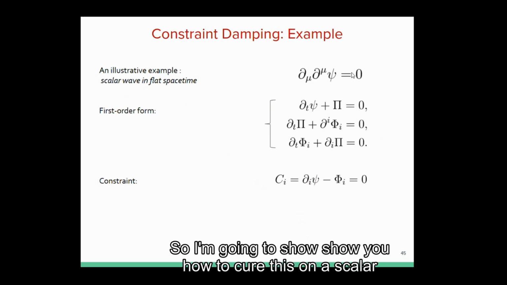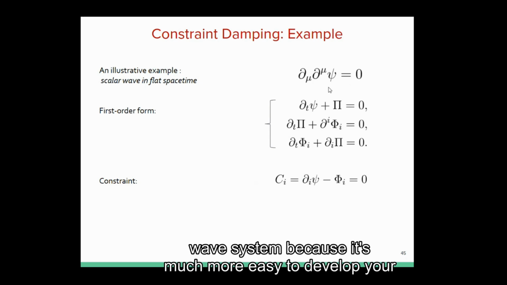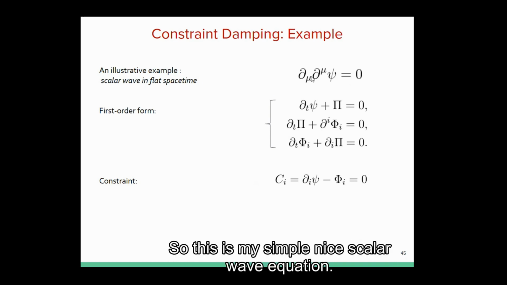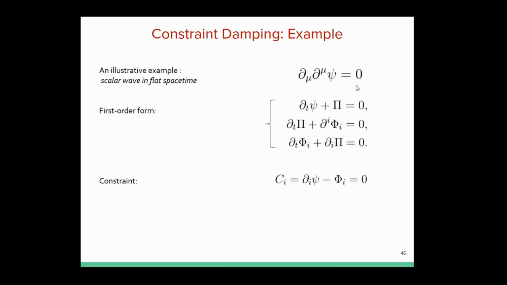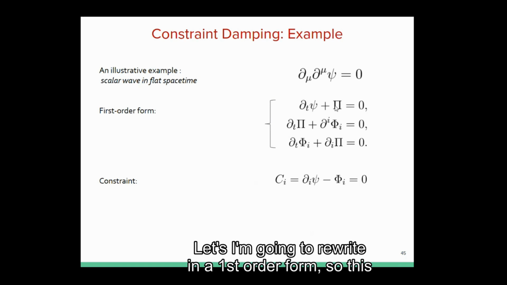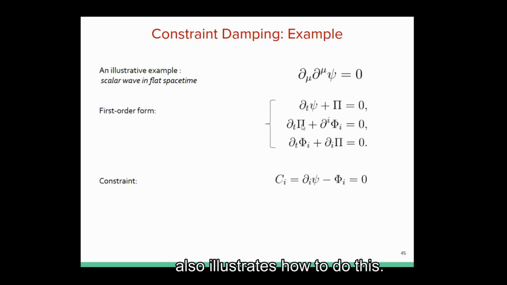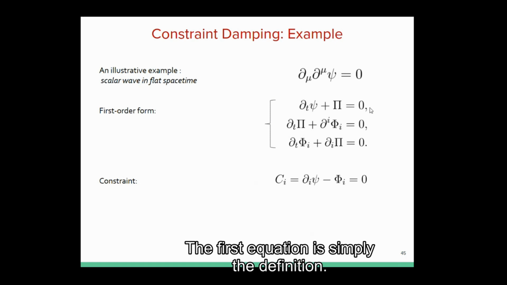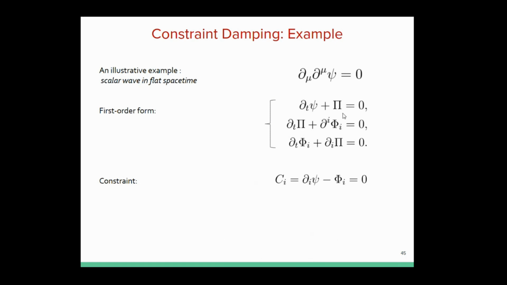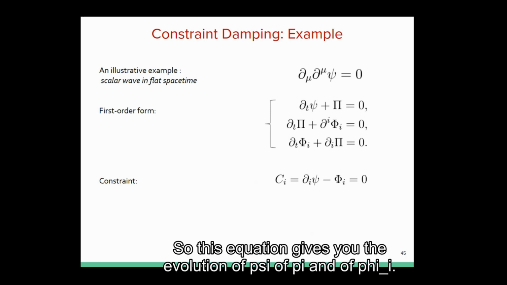So I'm going to show you how to cure this on a scalar wave system. Okay, because it's much easier to develop your intuition. So this is my simple, nice scalar wave equation that I'm going to rewrite in a first order form. So this also illustrates how to do this. This first equation is simply the definition. This is not an equation. I mean, it's an equation, but it's coming from the definition of phi. Phi is del t of psi. And phi I is del I of psi. So this equation gives you the evolution of psi, of pi, and of phi I.